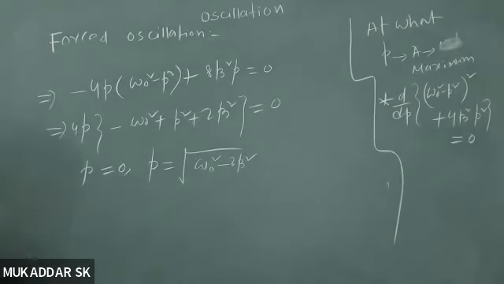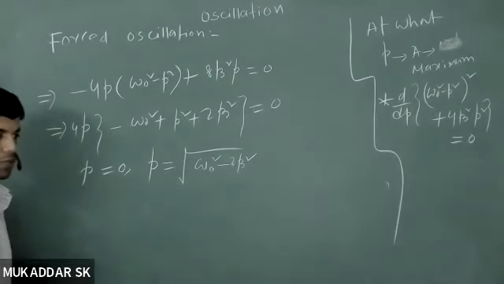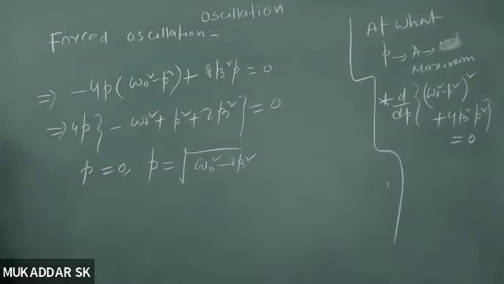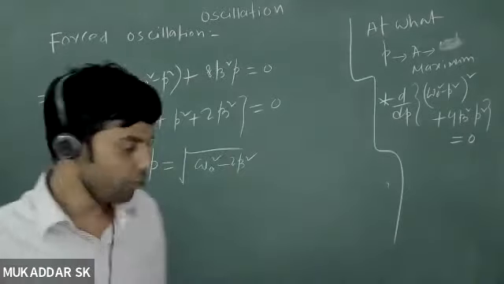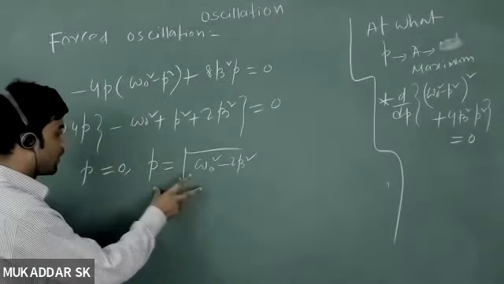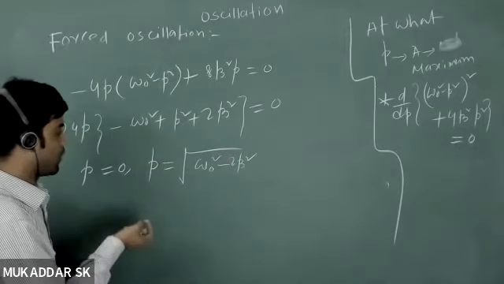At p equals 0, how do you check maximum or minimum? Double differentiation tells you whether it is showing maximum or minimum, right? If you differentiate, yes. Now you calculate at what value of p you will have maxima or minima.